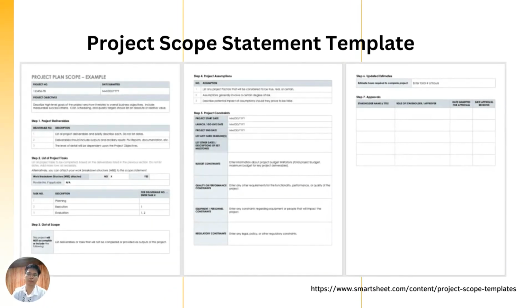There are various project scope statement templates available online that we can use. What we include in the project scope statement, as discussed at the start of our session, can be highly detailed or broad, depending on the organization and the needs of the project.